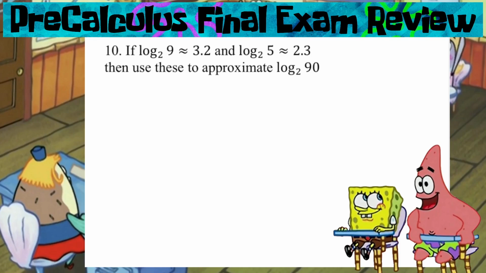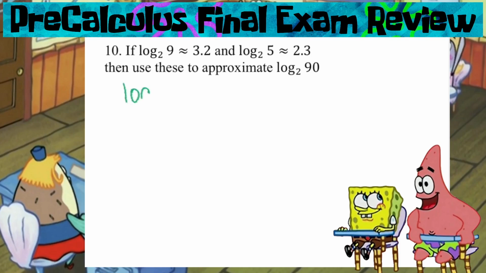In this question we have the following: if log base 2 of 9 is approximately 3.2 and log base 2 of 5 is approximately 2.3, then use these to approximate log base 2 of 90. So we can't use a calculator, we can only use what we have in front of us right now.